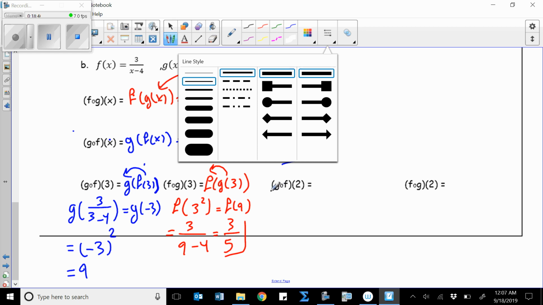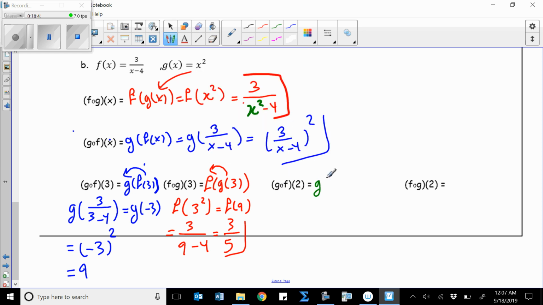The next problem is g of f of 2. So we start with the inside one. f of 2, we need to find it first. So keep the g outside. f of 2 is 3 over 2 minus 4. And what is 3 over 2 minus 4? It's 3 over negative 2. So this is equal to g of 3 over negative 2.